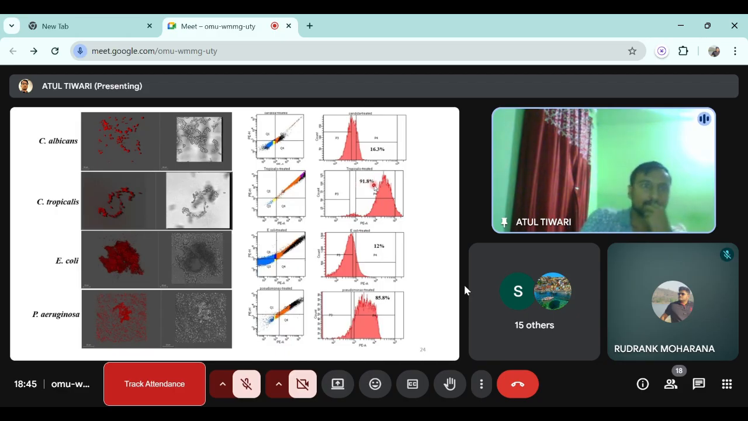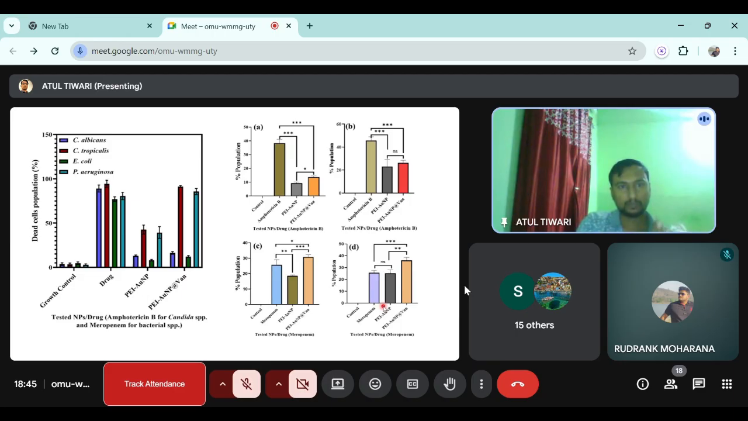However, interestingly, Candida tropicalis showed a huge dead population. E. coli was again not very sensitive, with 12% dead. Pseudomonas aeruginosa again showed a very huge dead population. So overall, we can conclude that the activity of the vancomycin-conjugated nanoparticle system was species and strain dependent, depending on the variability in cell structure. Here is some data on the population and generation of reactive oxygen species, which also aligns with the dead population.